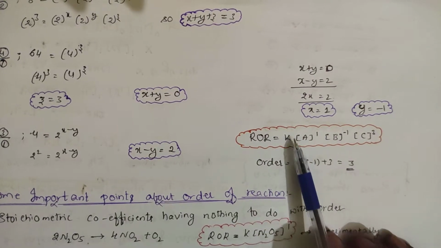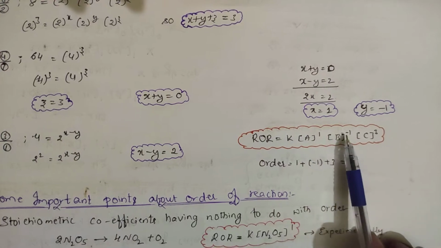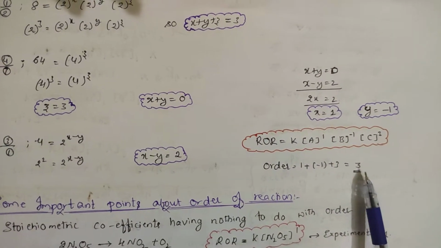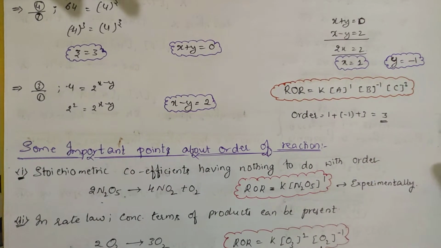So, the rate of reaction will be equal to k into [A] power 1, [B] power minus 1, [C] power 3. Order will be equal to 1 plus minus 1 plus 3. So on the whole, the overall order of the reaction is 3. Okay, students, I hope that you have done this.